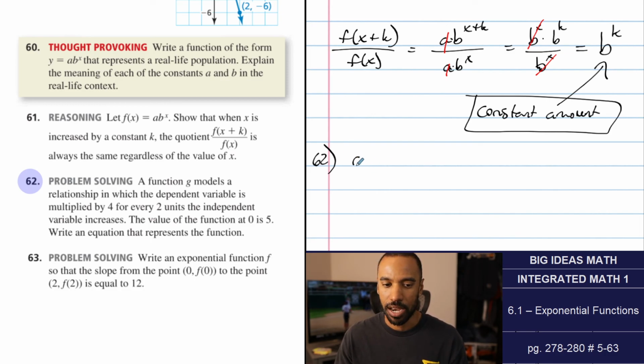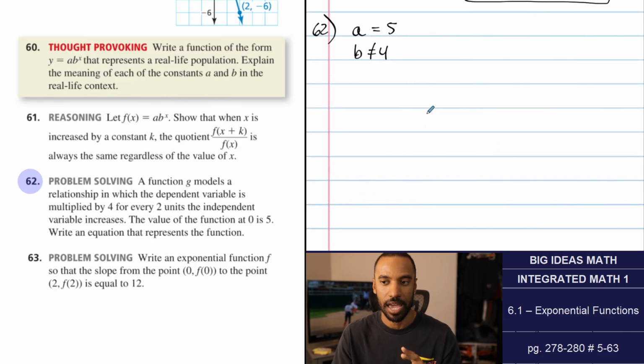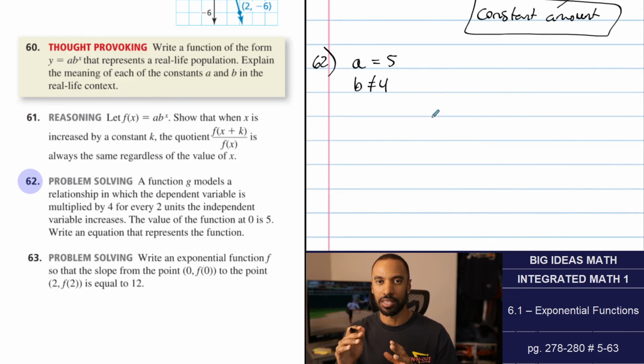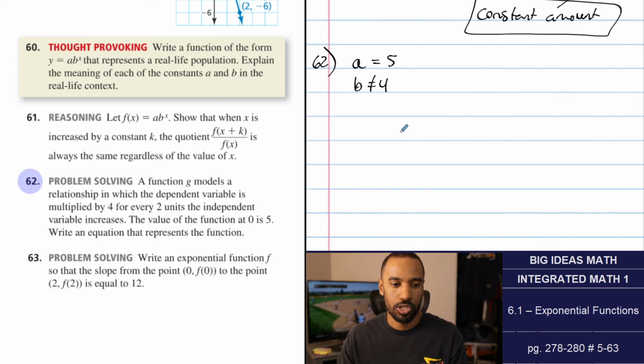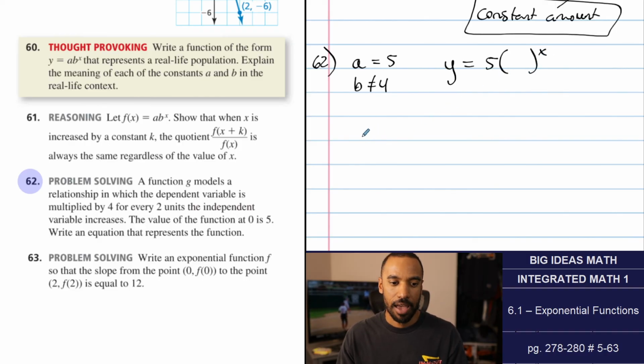So for one thing, our a value can be 5, which is good. Now the b value is not 4 because it's 4 for every 2 units. There's more than one way you can represent this. One's a little trickier than the other. The way that we're going to do this for now is just y equals a times. And think about this. We could graph it, right? It starts at 5, and then at 2 here, it's at 20. So it's at 5, and then at 20 because it quadruples.